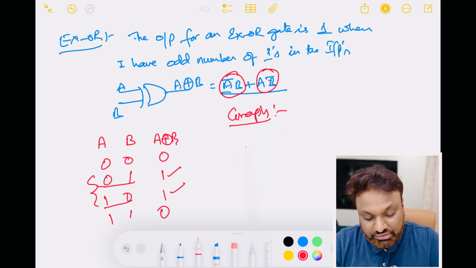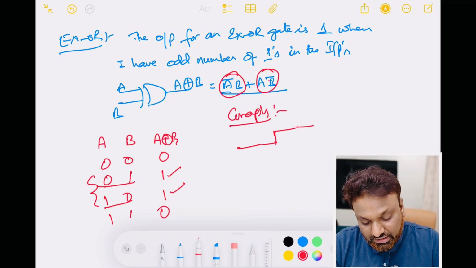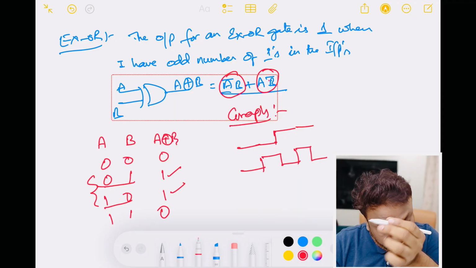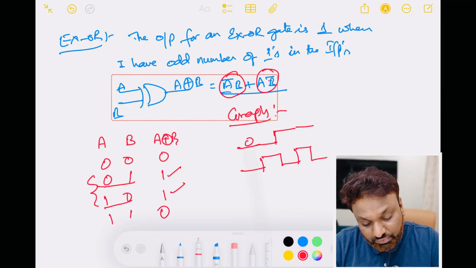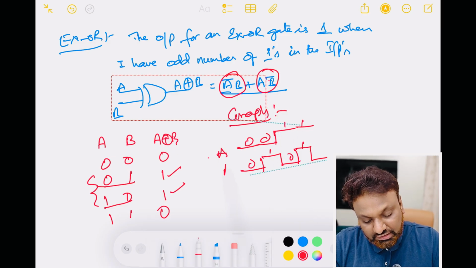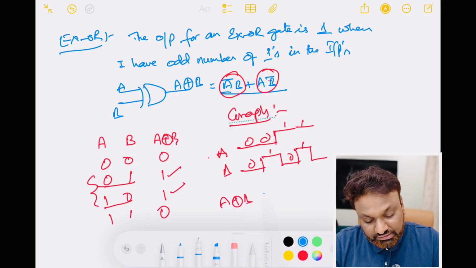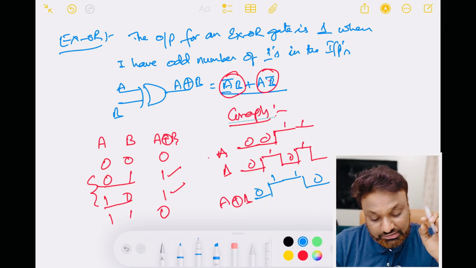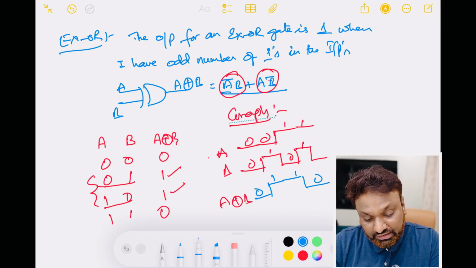So the associated graph I can draw here. This is 0 0 1 1, and this is 0 1 0 1. So 0 0 1 1, 0 1 0 1. This is A, this is B. So what will be my A XOR B? A XOR B is nothing but 0 1 1 0 0 1 1 0, right? So this is the associated graph for your XOR gate.